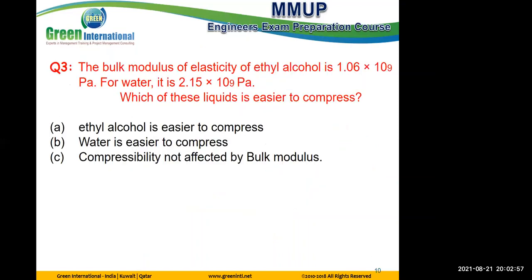Let's read this question, please. Bulk modulus of elasticity of ethyl alcohol is 1.06 times 10 to the power 9 Pascal. For water, it is 2.15 times 10 to the power 9 Pascal. Which of these liquids is easier to compress?